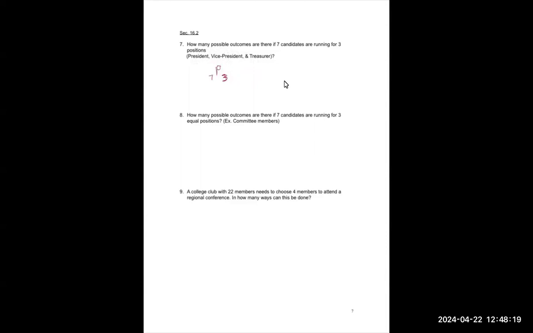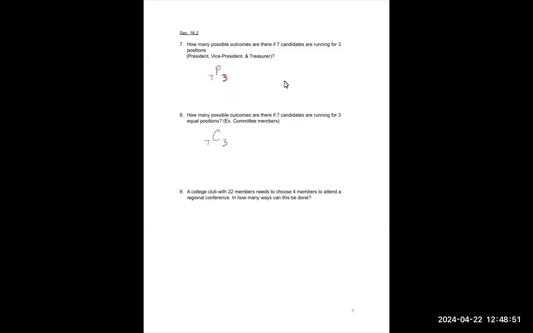Okay. How many possible outcomes are there if seven candidates are running for three equal positions? So notice now, if I imagine I'm pulling people's names out of a hat from these seven, and the first person, second person, and third person all equally get the same position, it doesn't matter the order that I pull their names out. So here, I'm just looking for combinations. Seven choose three.